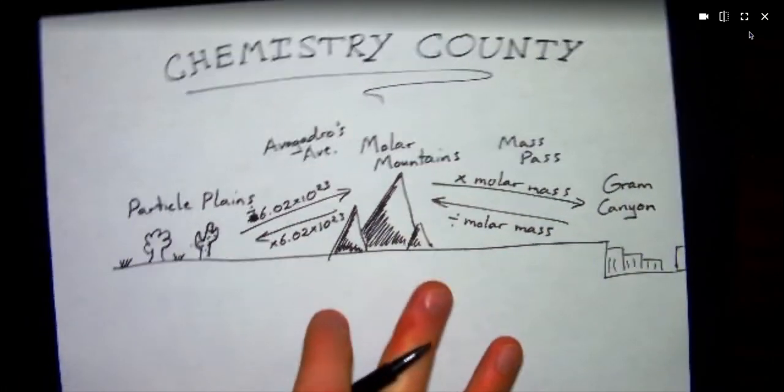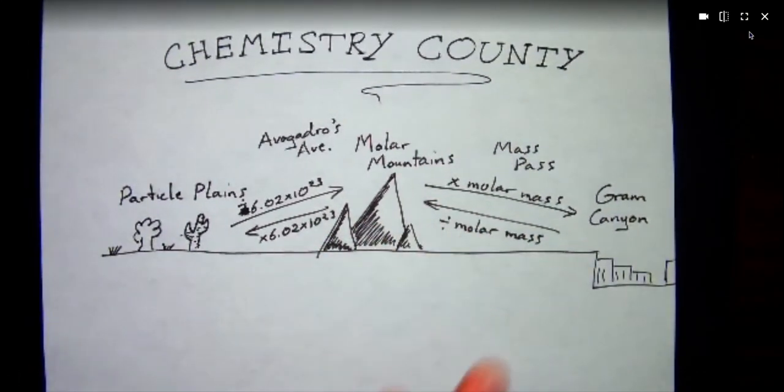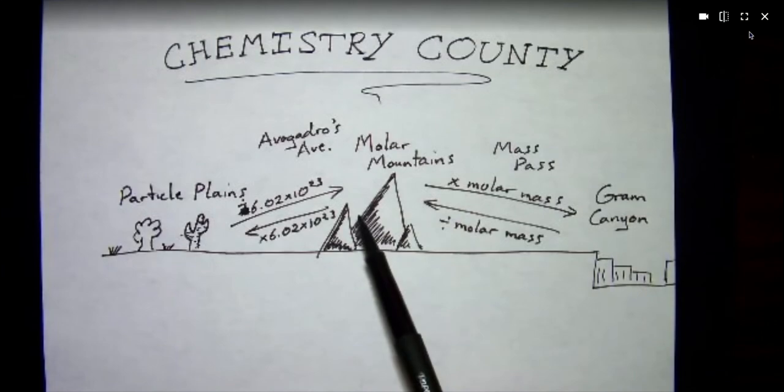So that right there summarizes a couple of weeks of chemistry material. And the thing is that you can even get from the particle planes to the Grand Canyon, but is there a direct route to get from the particle planes to the Grand Canyon? There is not. You have to go through the Molar Mountains. The Molar Mountains are kind of at the center of this map.